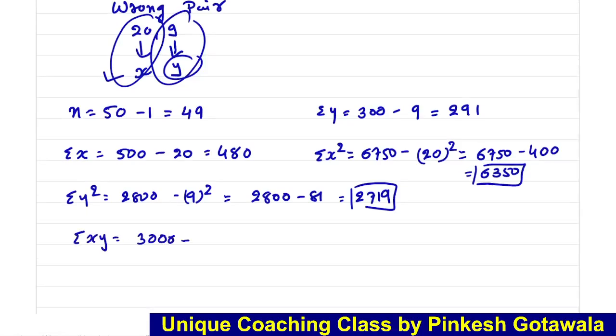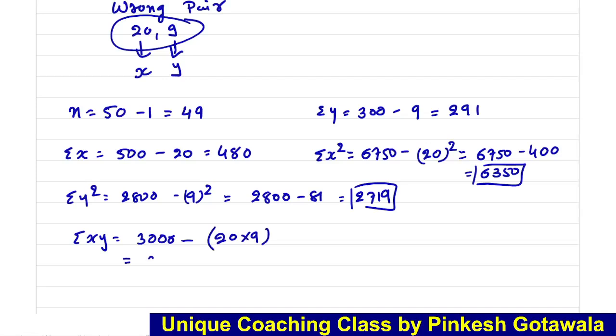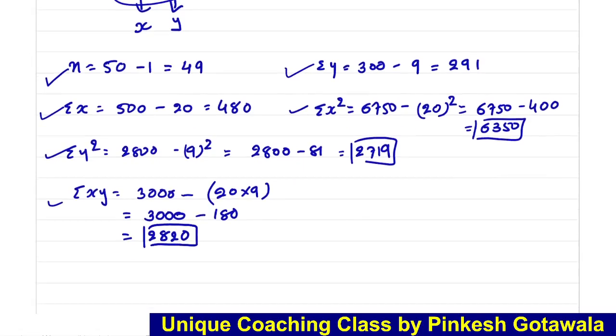And last, sigma xy 3000. So we have to remove the multiply of x and y, that means 20 into 9. So 3000 minus 180, you will get 2820. So now we have the correct n, sigma x, sigma y, sigma x square, sigma y square, and sigma xy. Now just apply the formula and you will get the answer. So you have to do this calculation.